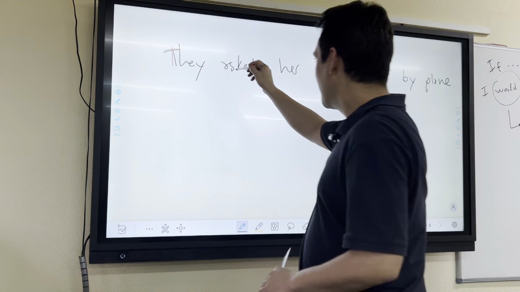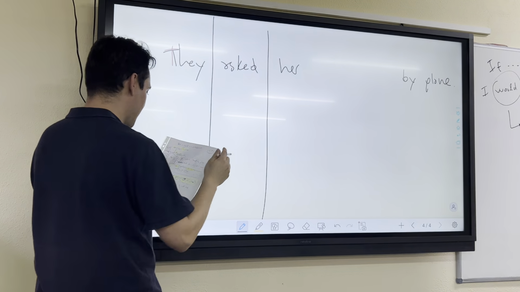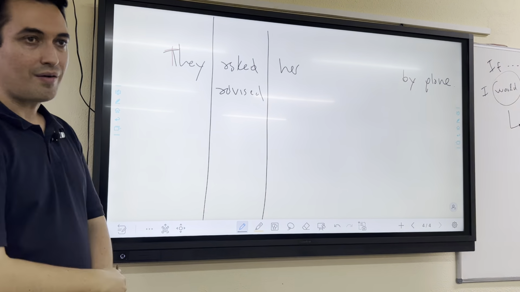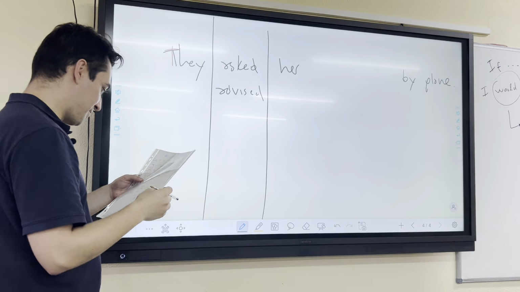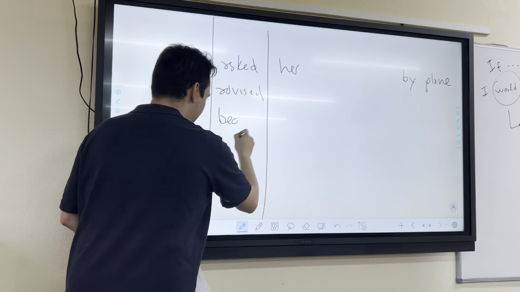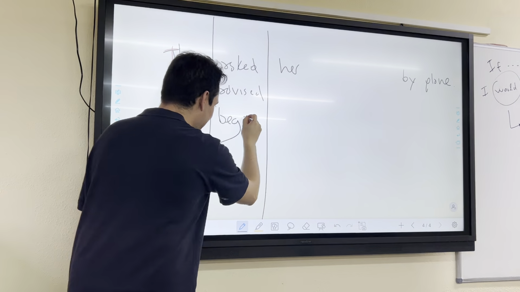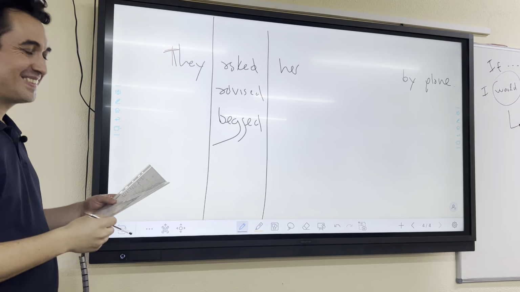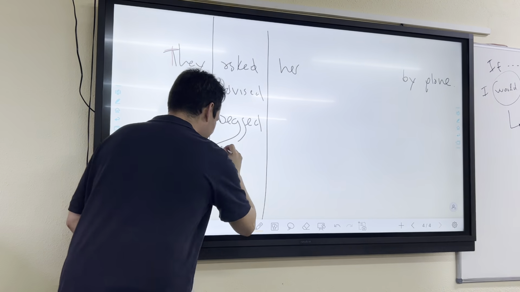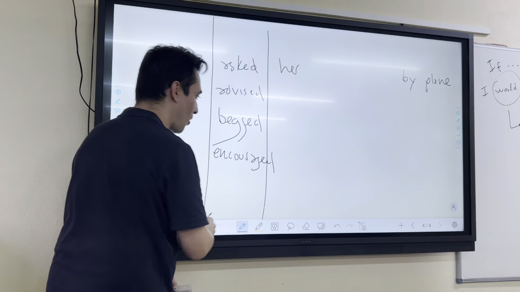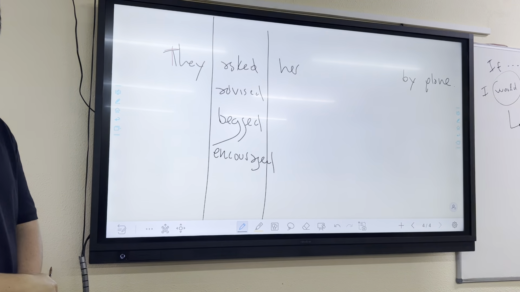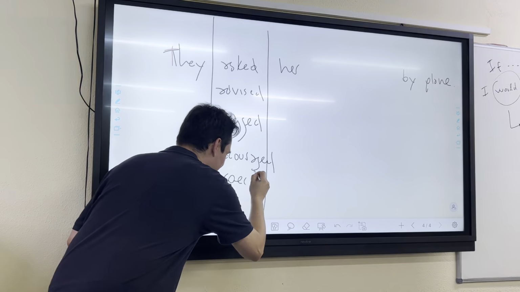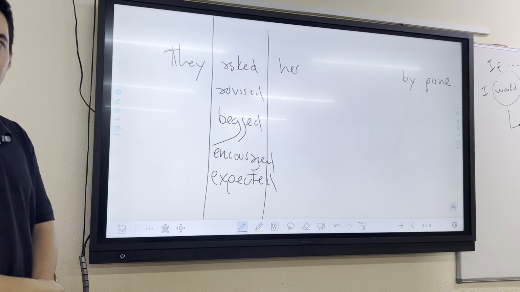Okay, I'm going to change the verb. Instead of asked, I'm going to say advised. They advised her travel, to travel, or traveling. I'm going to give you another one. Beg, in the past, begged. They begged her travel, to travel, or traveling. Another one: encouraged. Encouraged her travel, to travel, or traveling. Another one: expected. They expected her travel, to travel, or traveling.